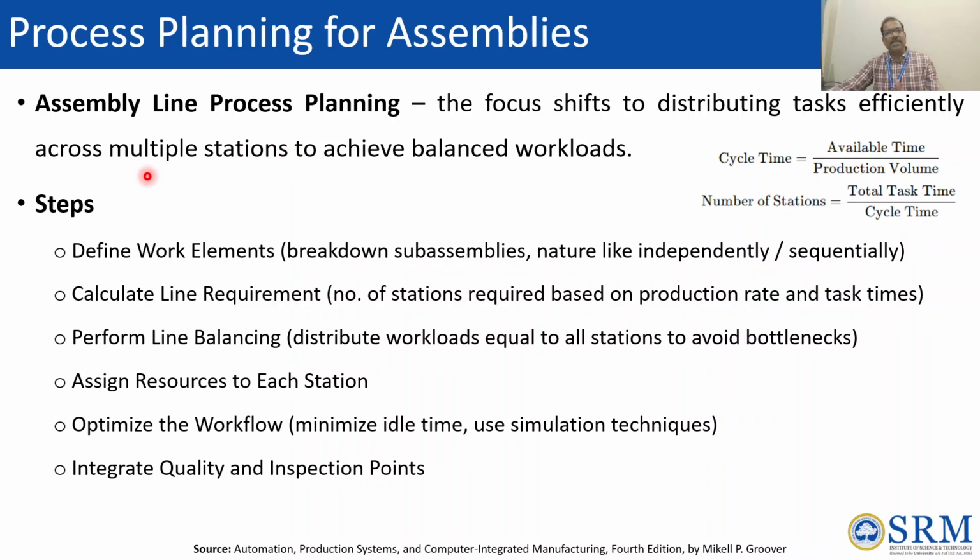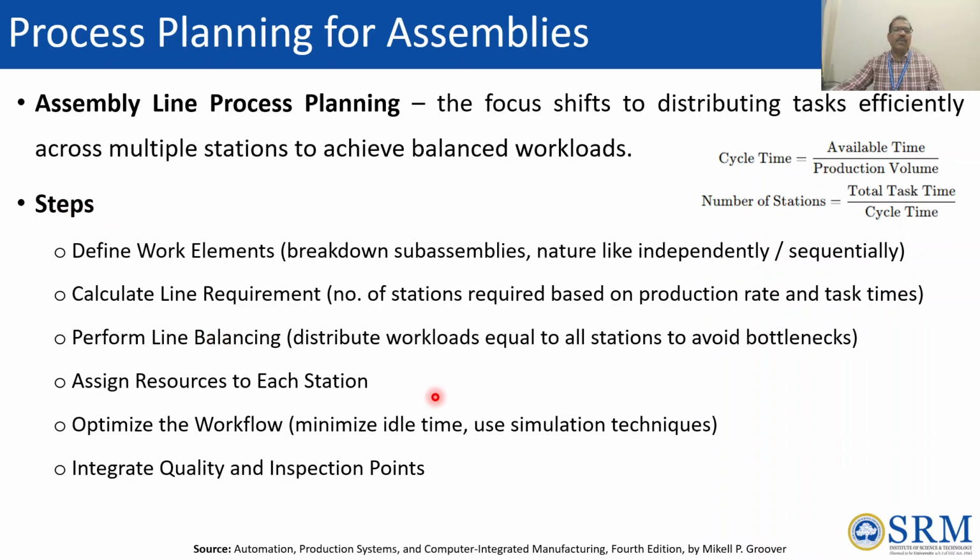Then in terms of the assembly line process, the focus shifts to distributing the tasks efficiently across the multiple stations to achieve balanced workload. That is very important, balanced workload. So what is cycle time? Available time divided by production volume. How much volume we are going to make and how much time we have. Depending on that we can achieve the cycle time, and the number of stations we decide is the total task time divided by cycle time. With this, we can decide the number of stations required.